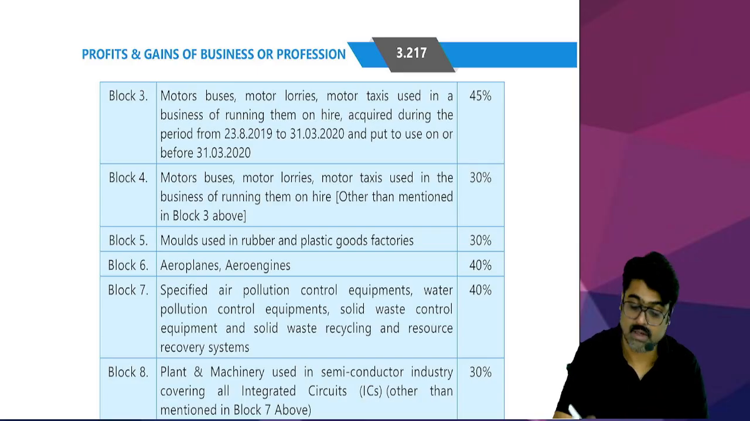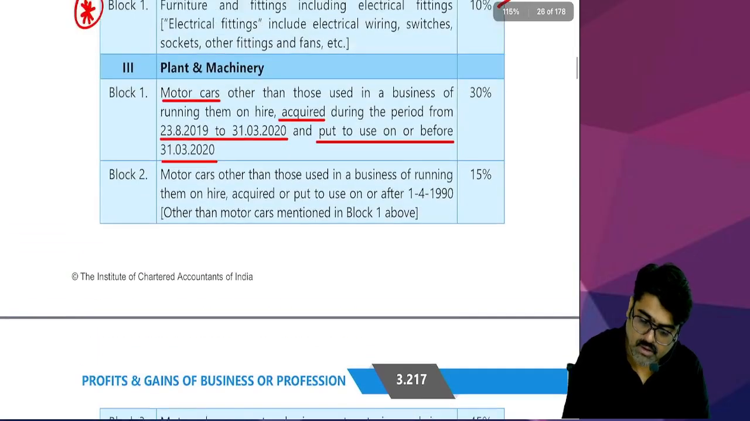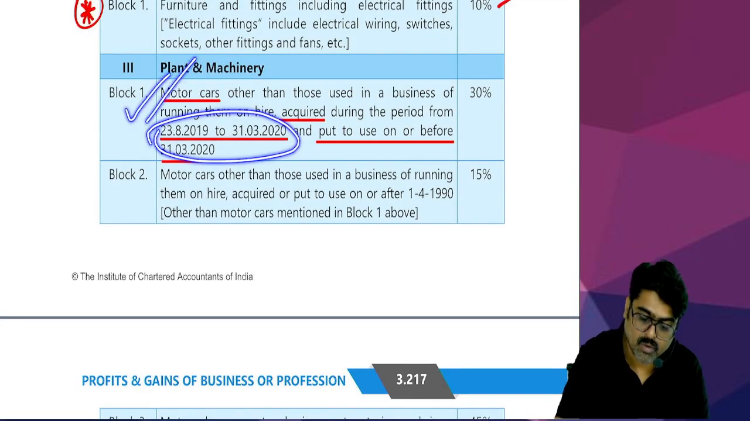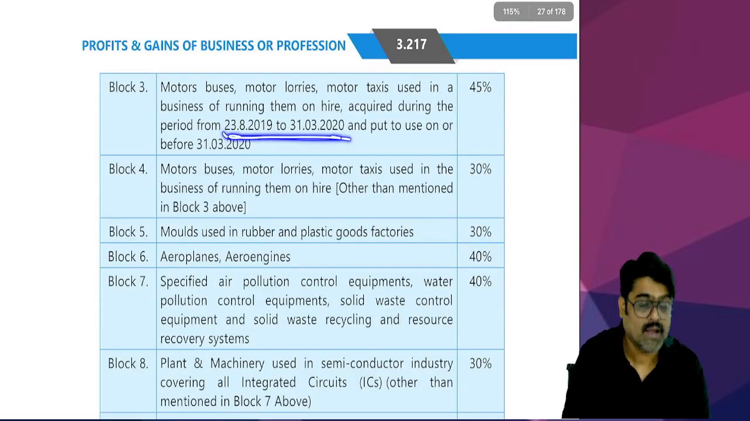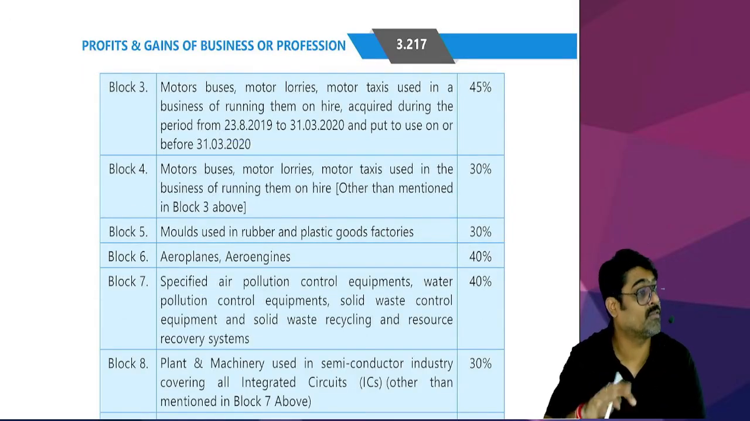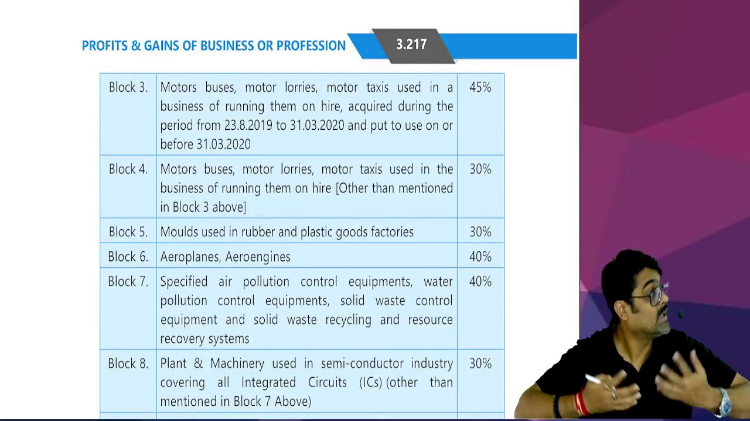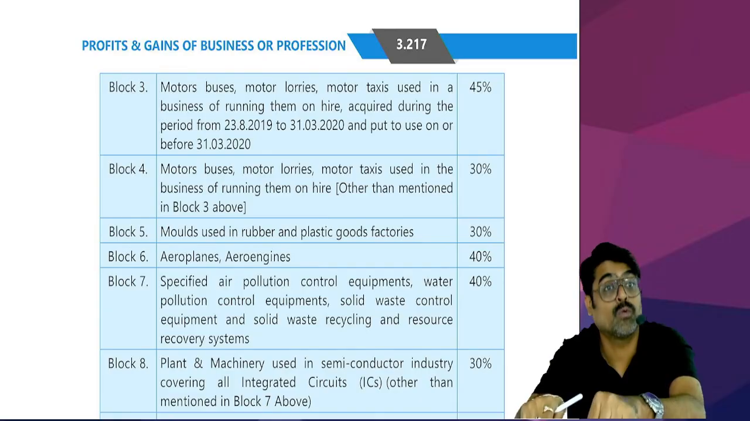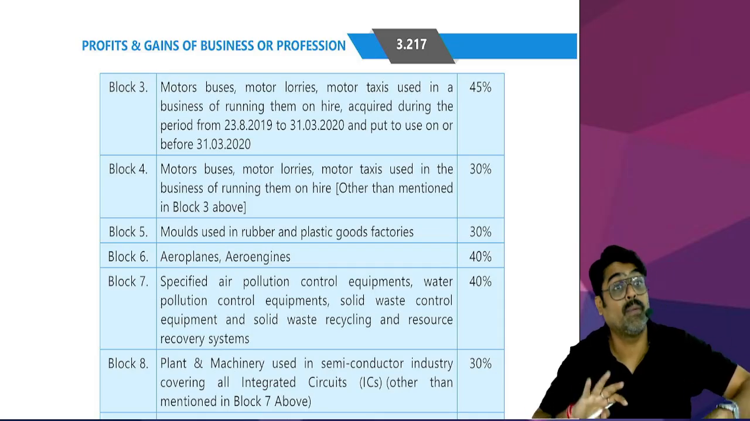Then on such motor cars, the rate was 45%. Now look at this period here also. During this period, if normal motor cars are purchased, then the rate is 30%. And during that same period, if motor cars, motor lorries, buses, trucks, etc. are purchased for giving them on rent, and your business is giving these motor cars, buses, etc. on rent, then on those motor vehicles the rate will not be 30%, the rate will be 45%.